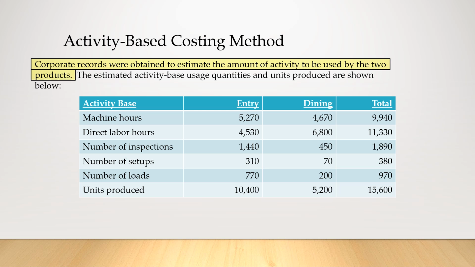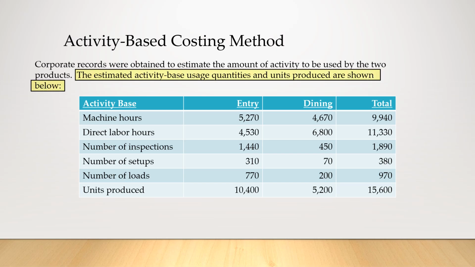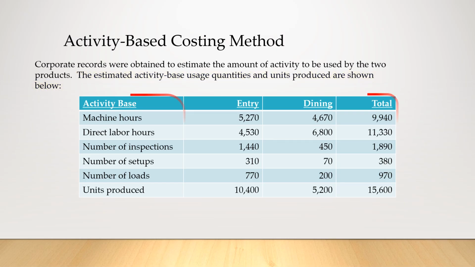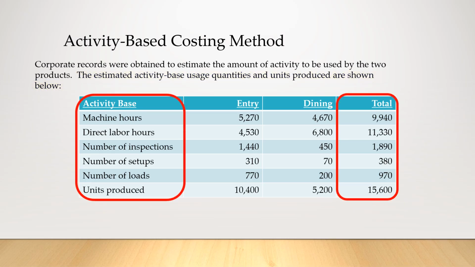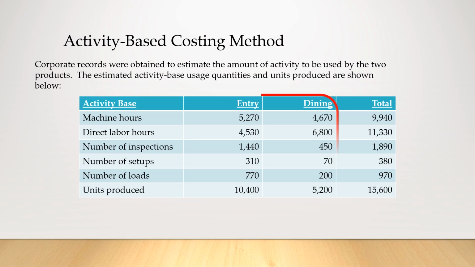Corporate records were obtained to estimate the amount of activity to be used by the 2 products. The estimated activity-based usage quantities and units produced are shown below. For each activity base, you have their total hours, inspections, setups, or loads budgeted for the year in the far right column. The 2 middle columns break up the activity bases in the total column among entryway and dining room fixtures.